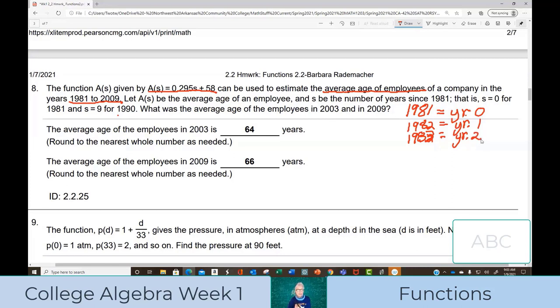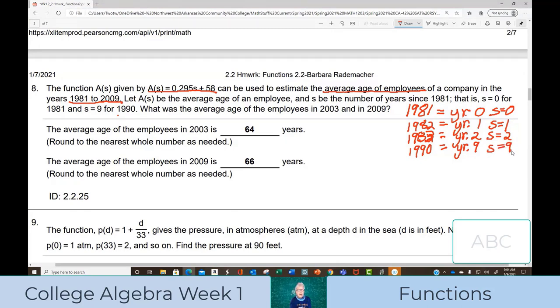And since in this problem, the author of the problem has decided to use the letter S to mean years after 1981, when the study started, that's how we get S equals zero for 1981, S equals 1 for 1982, S equals 2 for 1983, and then they tell us that 1990, using that system, is going to be year 9, which is S equals 9.